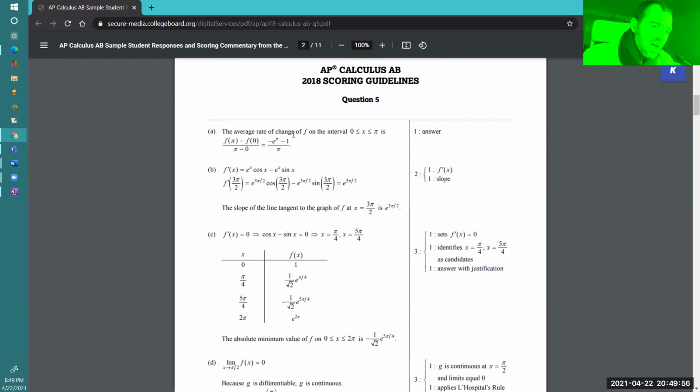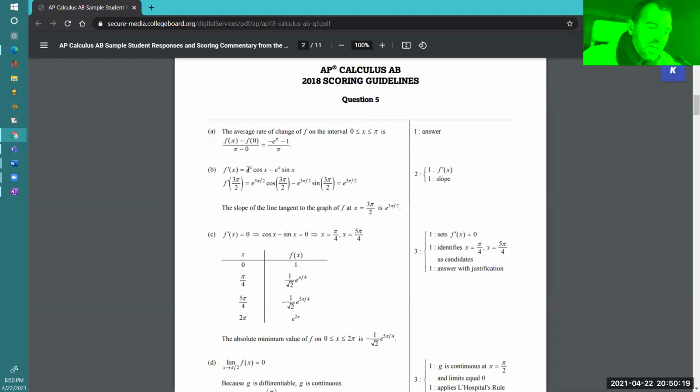So here it says the average rate of change of f on this interval is given. So you get 1 point for this, okay? Now, from what I heard, they actually like it if you write this thing down, the actual difference quotient, though I don't know that it's fully necessary. But I would go ahead and write that. I think they like to see that.